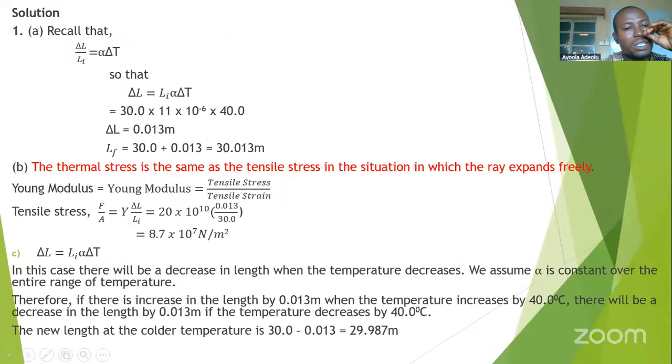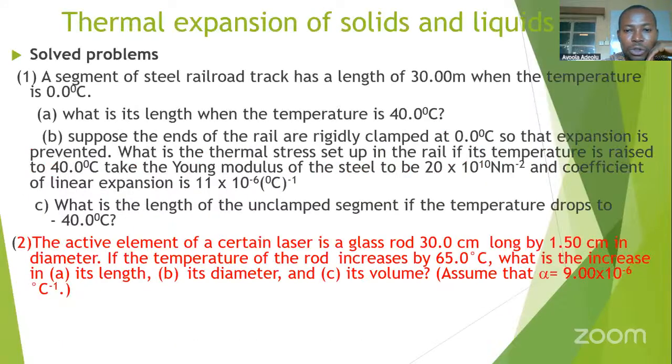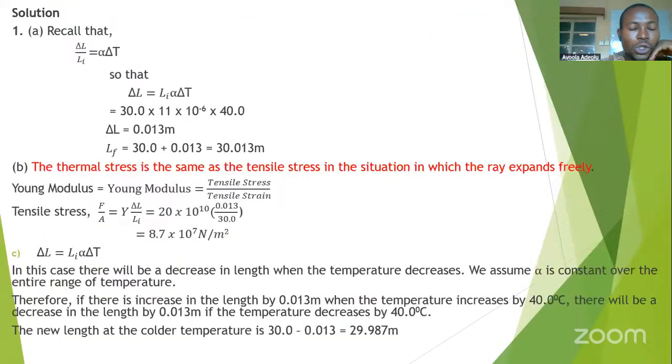So let's look at that. Okay, the first question: what is the length when the temperature is increased to 40 degrees? They want us to find the final length. You remember this relation that we just finished now, delta L over Li is equal to alpha delta T. So when I cross multiply, I have delta L is equal to Li alpha delta T.